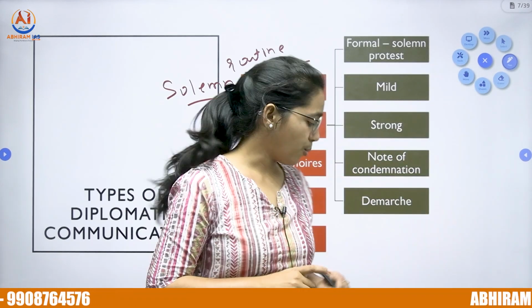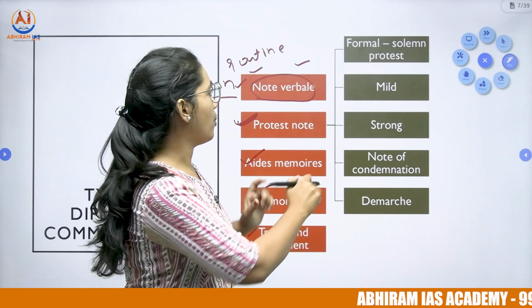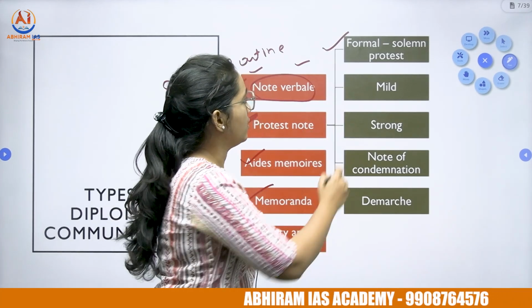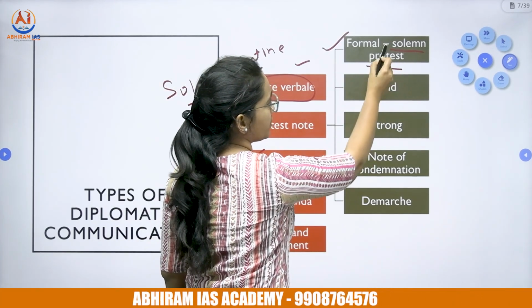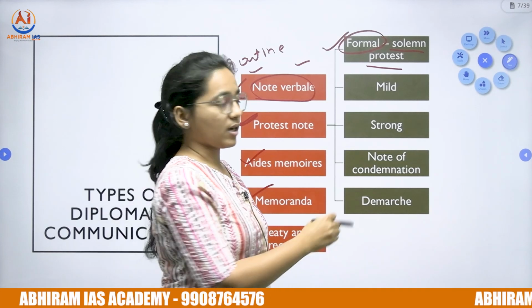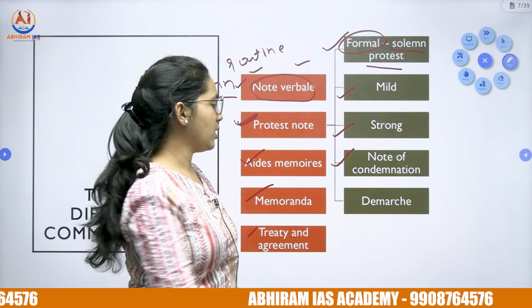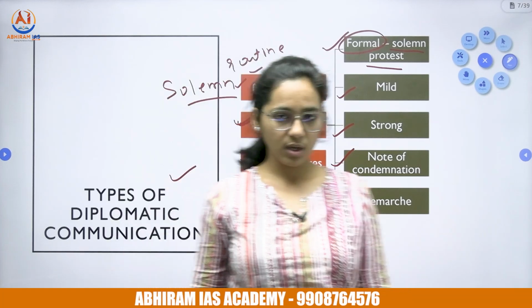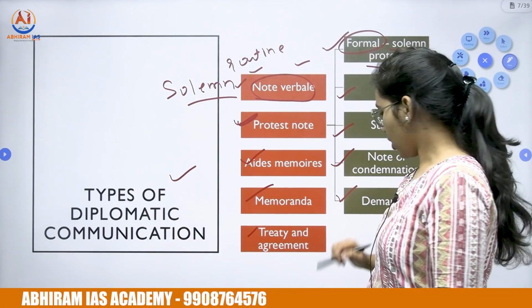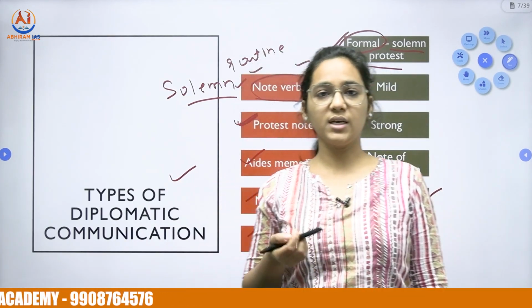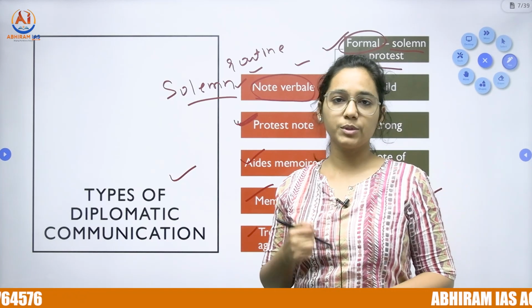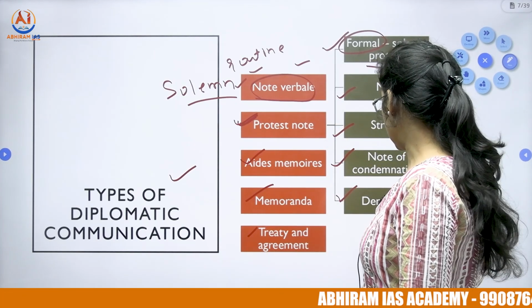So formal protest will be one. Our solemn protest is coming under formal protest. Then there are other types of protest notes, that is mild, strong. There is a note of condemnation and also démarche. Okay, démarche is nothing but you are protesting by sending your diplomatic representative and also demanding some specific action against the issue. So that is démarche.